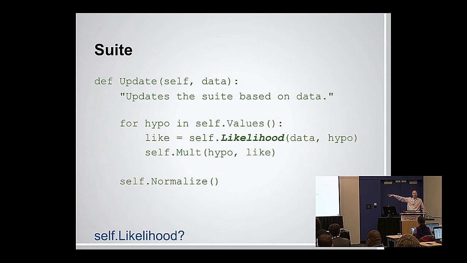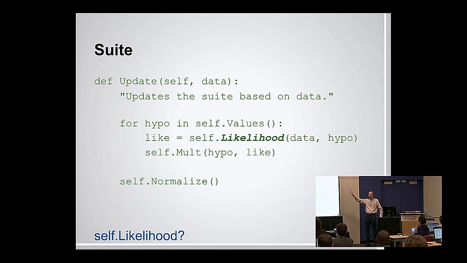Here is the Bayesian update. What we just did, kind of manually, this function now encapsulates. This says if I've got a suite of hypotheses, somebody comes along and gives me a new piece of data, I'm going to loop through all the hypotheses, which are the keys or values in the dictionary. And then for each one, I'm going to compute the likelihood of the data under the hypothesis, multiply the hypothesis by that likelihood that I just computed, and then renormalize the distribution.